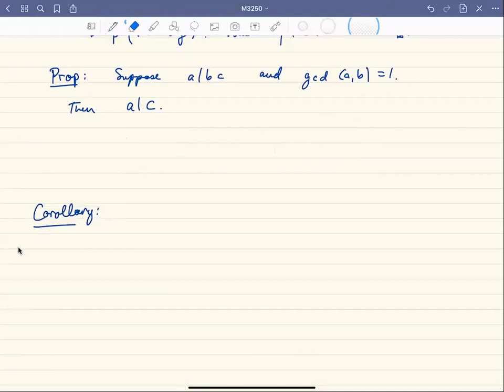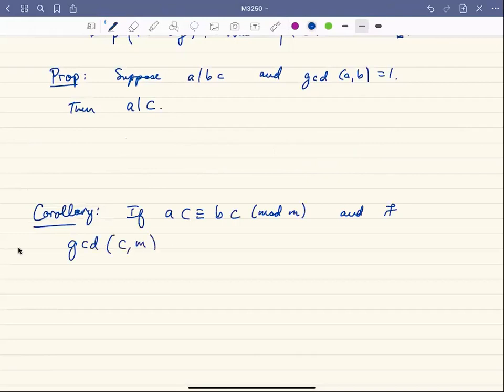But here's how division is going to play into this whole picture. It turns out that if ac is congruent to bc mod m, and if c and m are relatively prime, then you can cancel the c's. Then a is congruent to b mod m. And the proof is straightforward using the previous propositions.